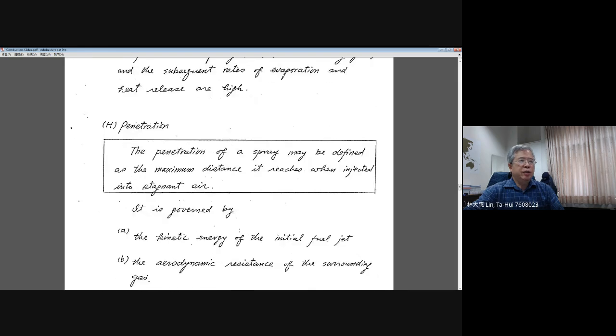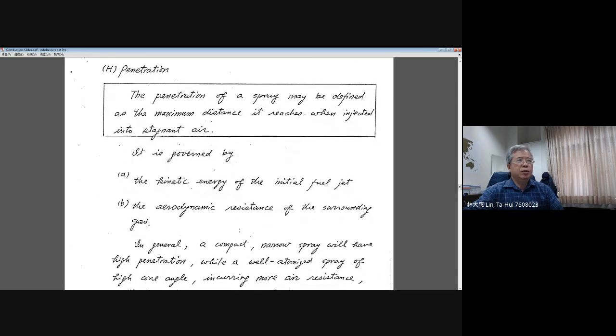Final consideration, you need to think about the penetration as I described. Penetration mainly tells you the maximal distance the spray may reach, and they will finish all the combustion at the end of the penetration. Definitely how far you can go depends on the kinetic energy, the actual momentum of the injected fuel, the initial jet momentum you may have, and the other one is the resistance coming from the aerodynamic resistance of the surrounding gas.